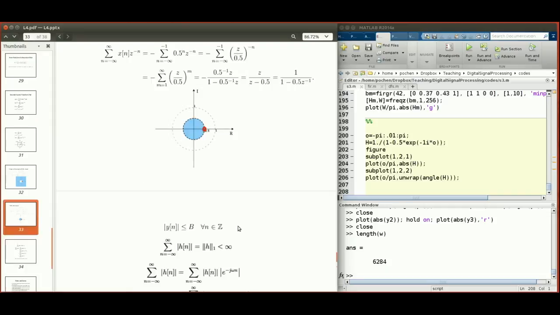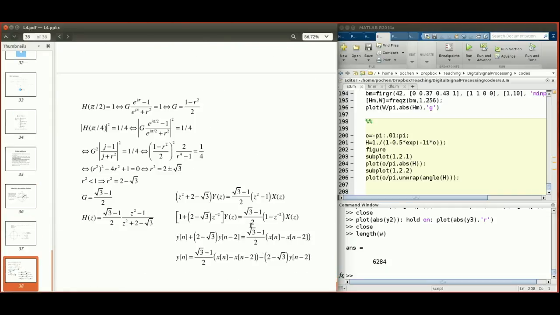So in this particular case, we have to divide both sides of the equation by z squared. So it becomes 1 plus (2 subtract square root of 3) z to the minus 2, times big Y, and then (square root of 3 subtract 1) divided by 2, times (1 subtract z to the minus 2), times big X, right?